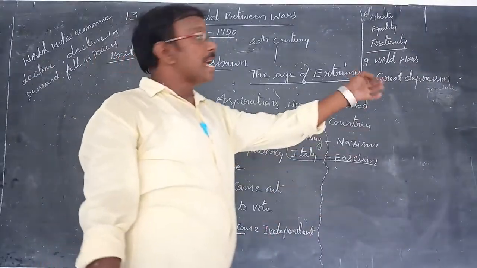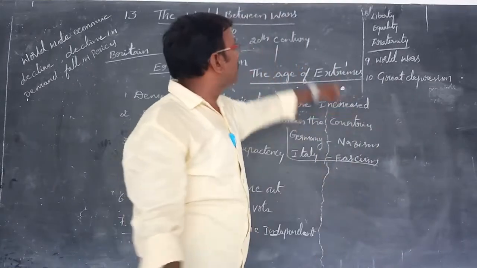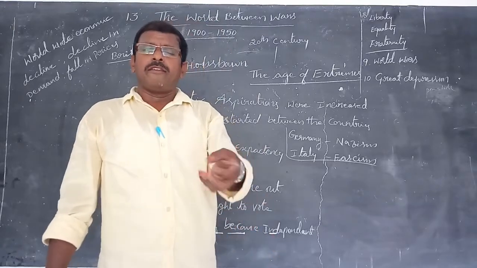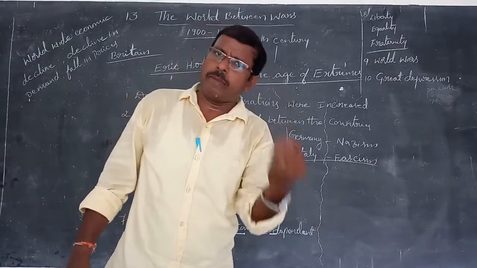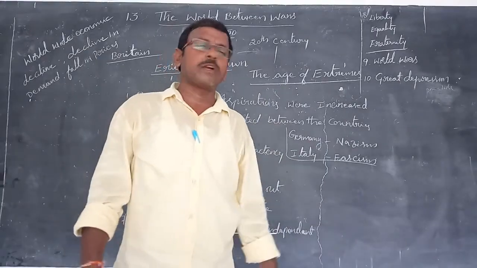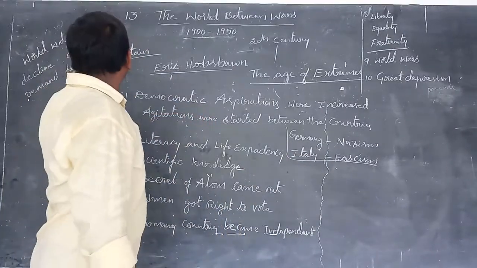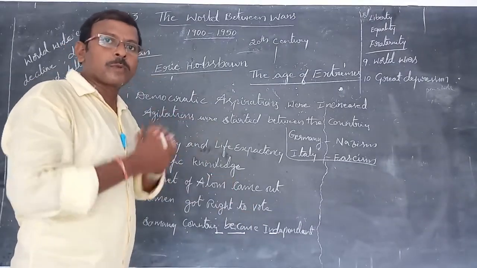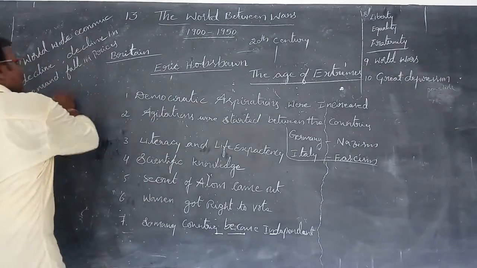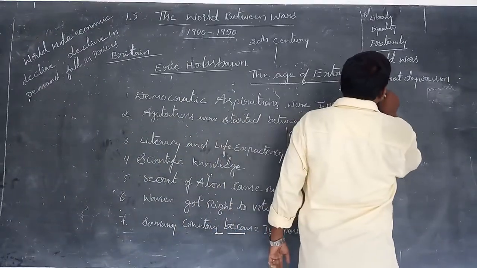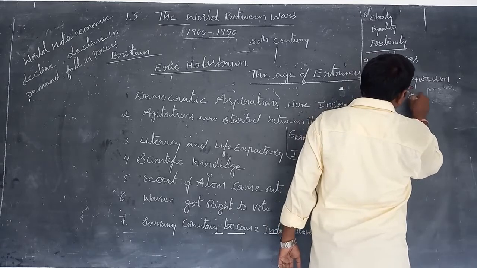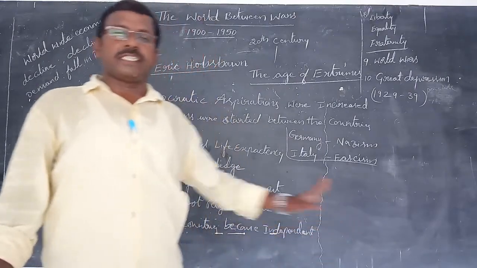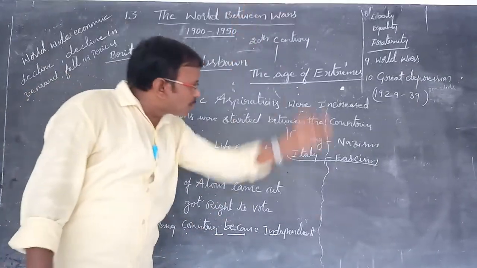Fall in prices is called the Great Depression. This happened in the 20th century. So many countries became economically very backward because of the depression. There was no demand for production, and no good price for production. It happened between 1929 and 1939. In this period almost more countries were affected, and all these things happened.